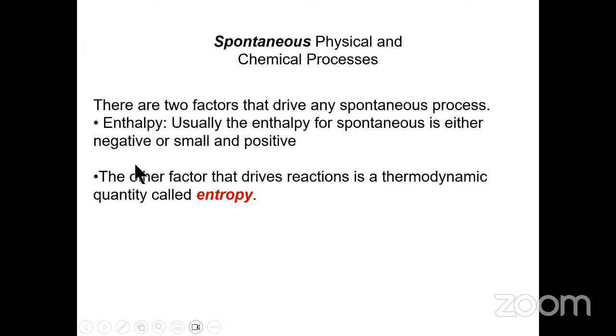But there's another factor that we have to take into account, and that factor is something that should be new to you guys right now. It's called entropy. So what do we mean by entropy? Well, entropy is a measure of how disordered or random a system is. So basically, when we're talking about the entropy of a system, we're talking about how randomized the system is.